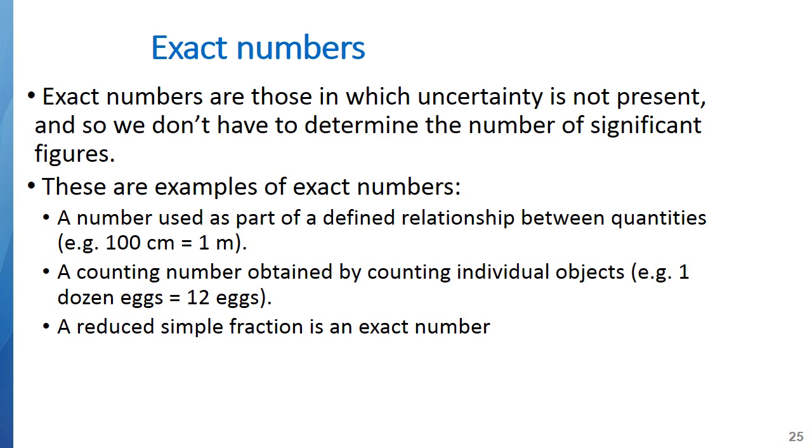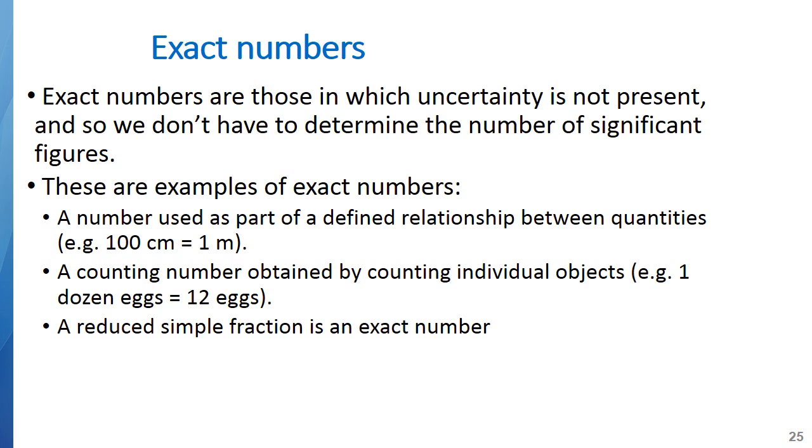So some of these examples are if we've got a defined relationship. For example, 100 centimeters in a meter, it doesn't matter how many decimals we use. We could say 100.000000 centimeters equals 1 meter. It's part of a definition, so there are no significant figures because there is no uncertainty.